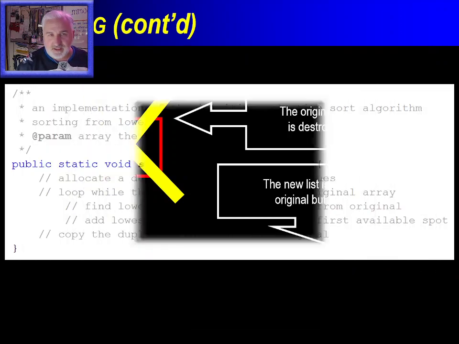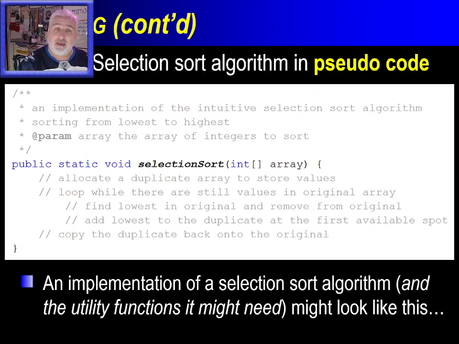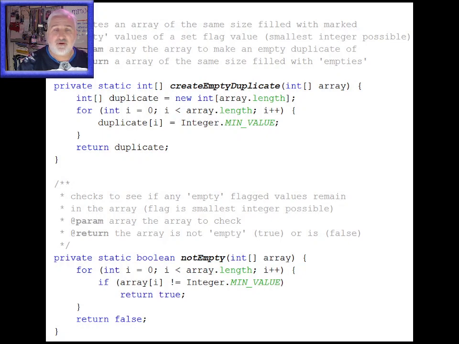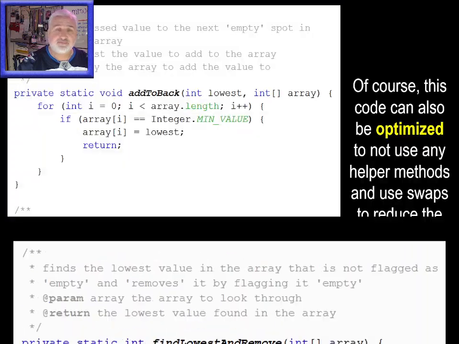So there are various ways you can implement a selection sort algorithm. Again, here it is in pseudocode, or you can see various examples of me writing it in various forms using arrays.